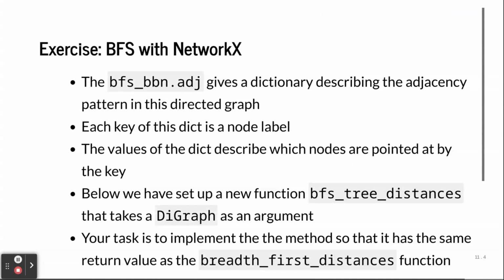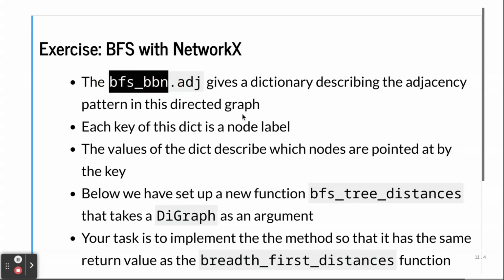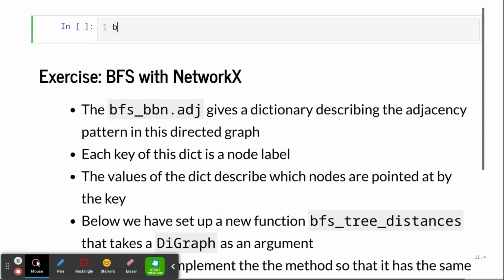So let's repeat a little bit of our exercise and try to understand how we can pull information out of the directed graph that NetworkX gives us. If you use the breadth first search BBN object and ask it for the adjacency representation, it will give you a dictionary that describes the adjacency pattern in the graph. Let's take a look at it.